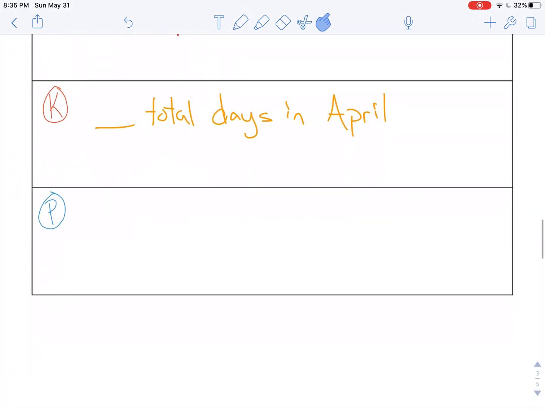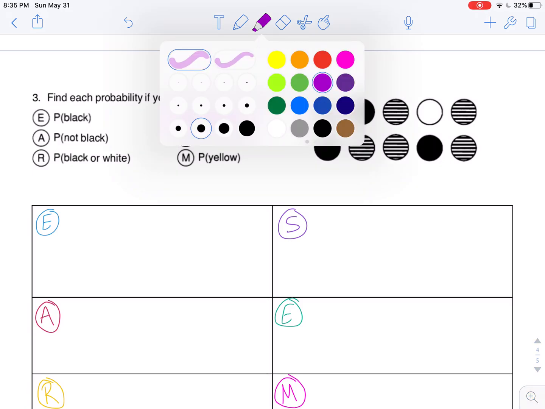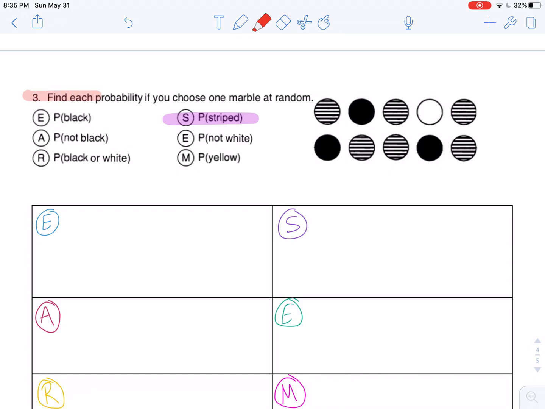All right. The last page I honestly think is the easiest. This is exactly like what we did last week. I'm only going to do one of these with you. I'm going to look at S, P striped. Remember that P says probability of striped. Okay, now I'm going to go back and read number 3. Find the probability if you choose one marble at random.